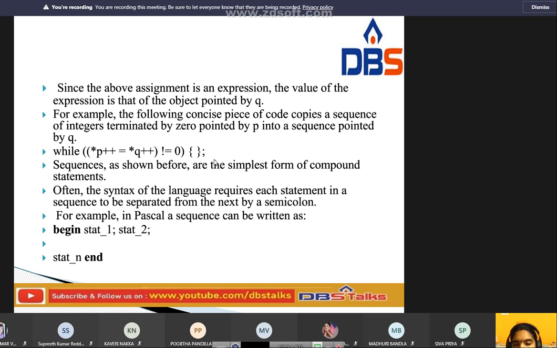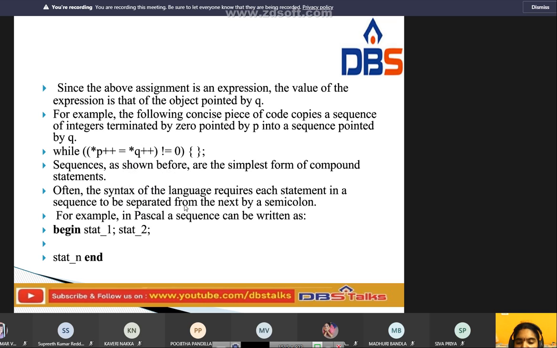For example, take the following clear piece of code. It copies a sequence of integers, terminated by 0, pointed to by P into a sequence pointed to by Q: while asterisk P plus plus equal to asterisk Q plus plus not equal to 0. The sequences here are the simplest form of compound statements.